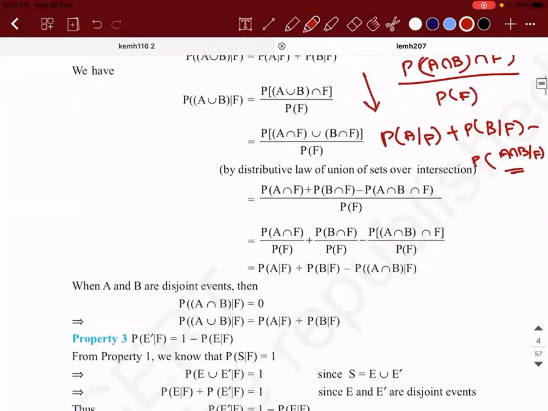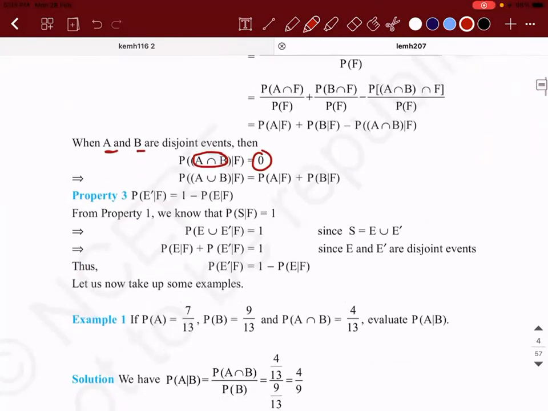So if A and B are disjoint sets, what is going to happen? A intersection B will be the null set, so the probability will be 0. Okay. And the third property that we are going to see is probability of E complement given F is 1 minus probability of E given F. So how to solve this?